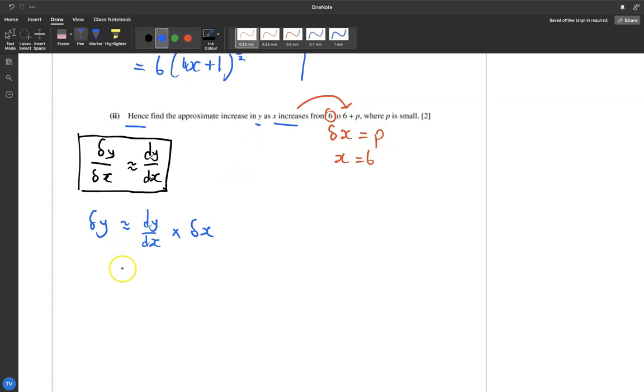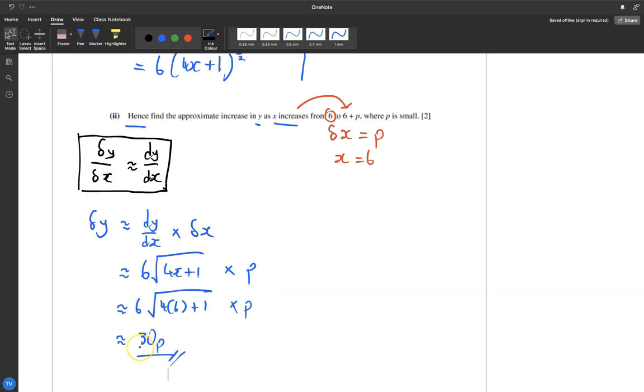So now we are ready to tackle the question. dy dx, we have found it to be 6 root 4x plus 1. Delta x was p. Now one thing missing was the x value. We take the 6 and substitute: 6 root of 4 times 6 plus 1, multiplied by p. Put everything inside, simplify this, you get 6 root 25, which is 30p. And that's basically your answer.